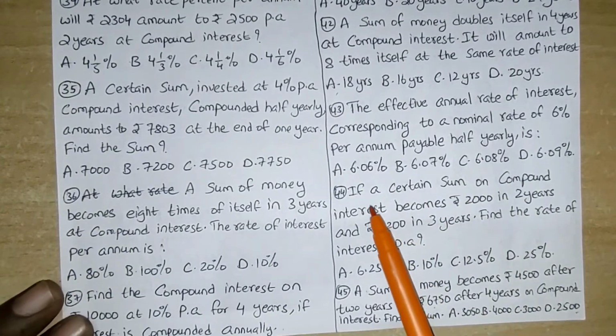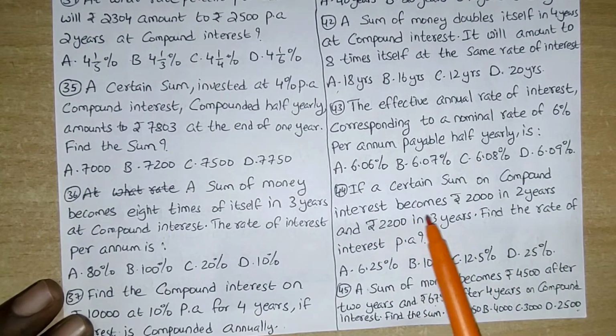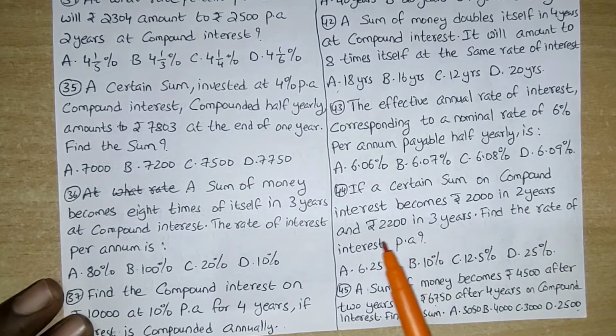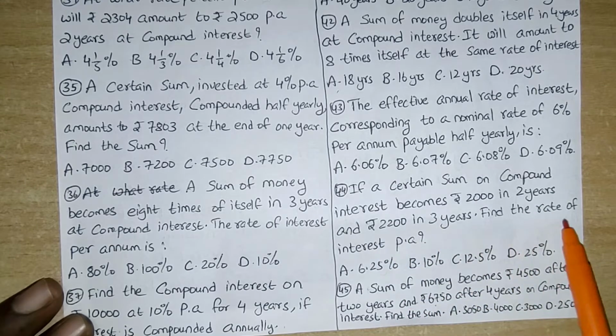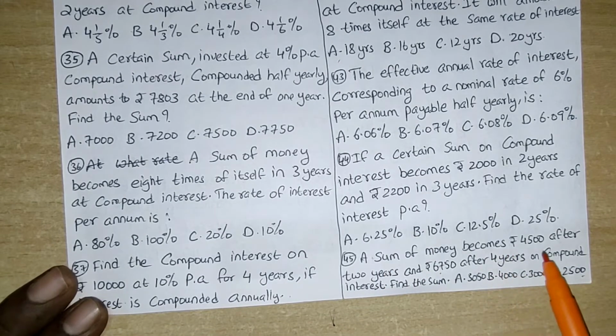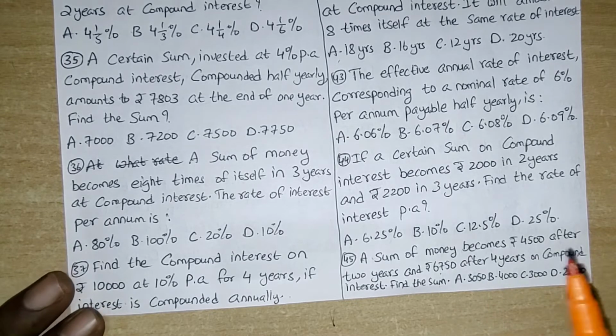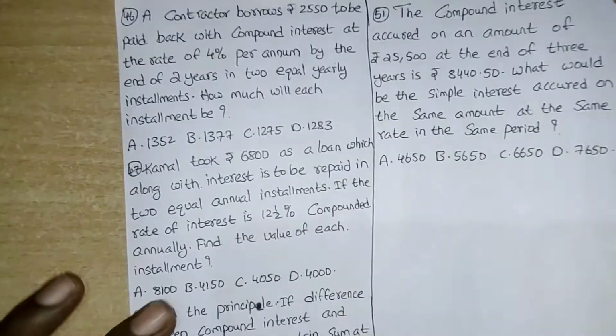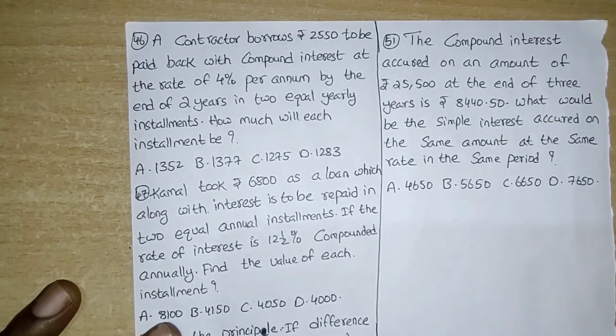how much? Next, if a certain sum on compound interest becomes 2000 in 2 years and 2200 in 3 years, find the rate of interest per annum. Next, a sum of money becomes 4500 after 2 years and 6750 after 4 years on compound interest. Find the sum. So here the options are 3050, 4000, 3000 and 2500. Okay, so 45 questions completed. We will move to the next one, the 46th question.